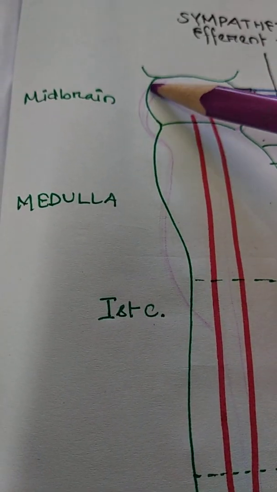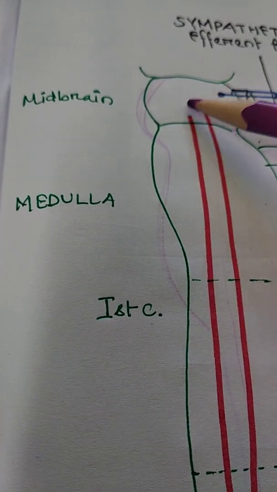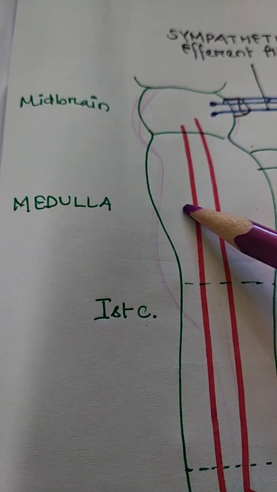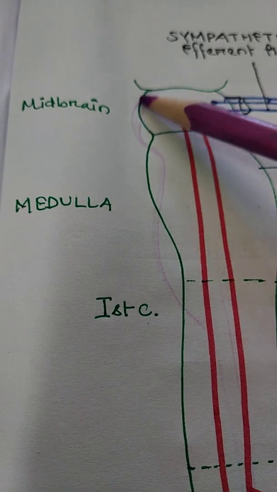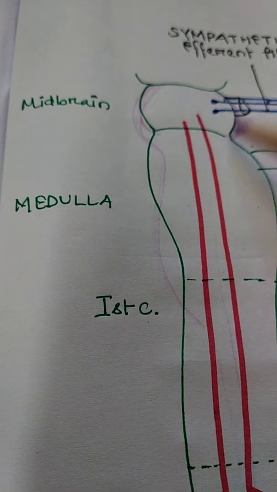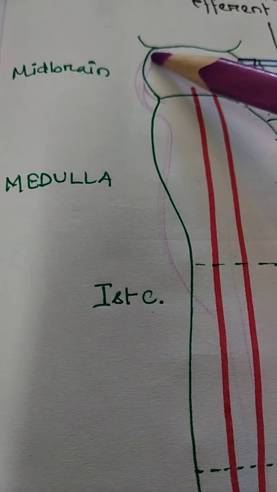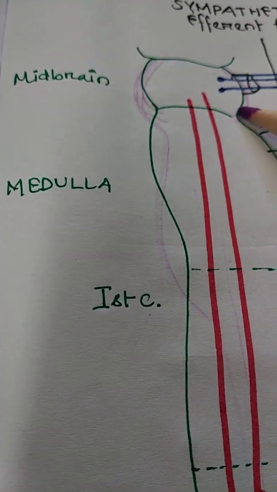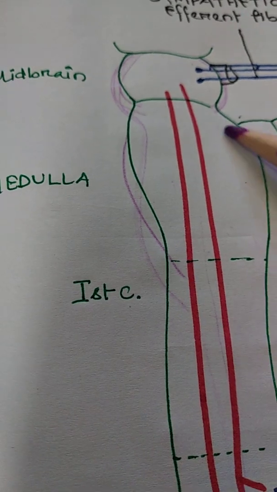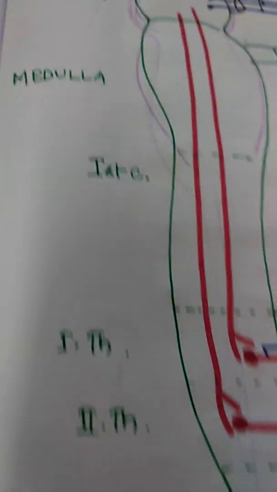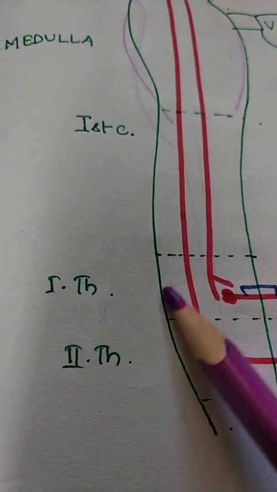In the central nervous system, the nerves arise mainly from the midbrain and the medulla. So I have drawn here the midbrain, from where, as we all know, the oculomotor, the third cranial nerve, arises. This is the midbrain portion. This is the medulla, and here goes the thoracic region.